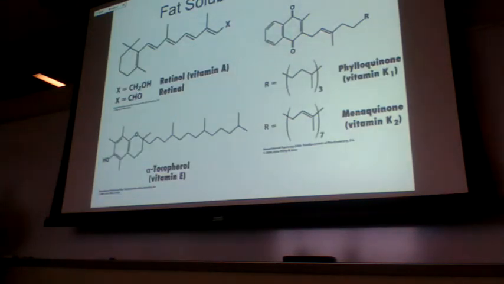Did I have the others on here? Sorry, K is on here. So we've got two rings fused together, and it's just fatty. Vitamin E is a little bit like vitamin A, but it's got two rings and so on, and a fatty chain. So they aren't necessarily all related structurally, but they all happen to be essential for the diet and for metabolism, and they are insoluble, so they go into our lipid class.